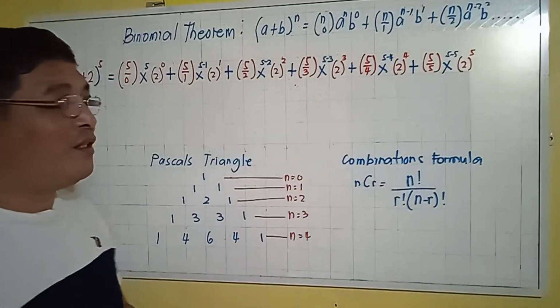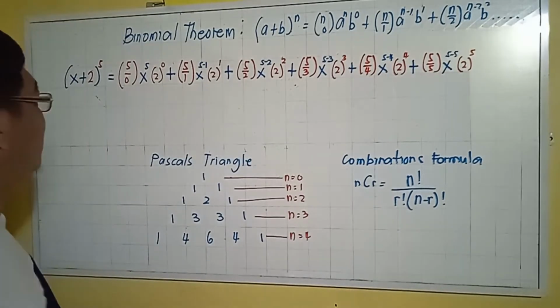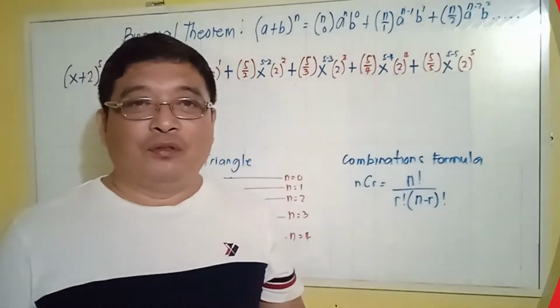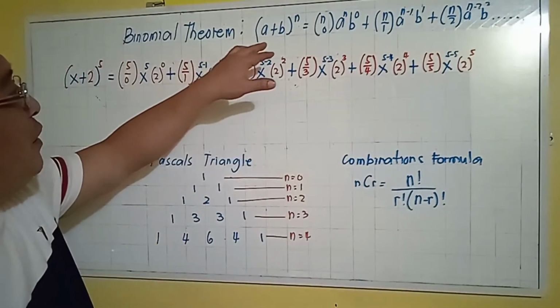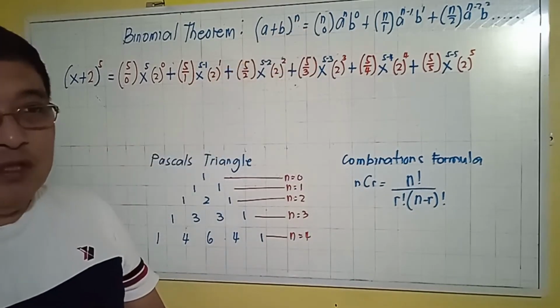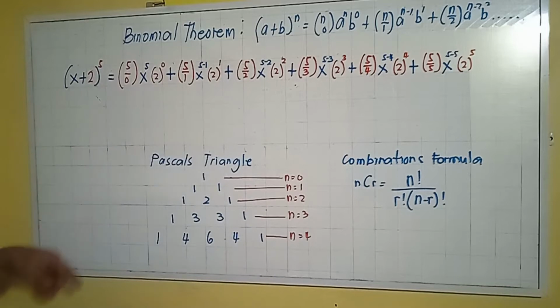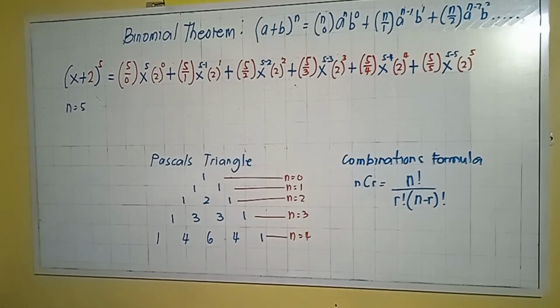Now, let's take this example, (x + 2) raised to 5. So, paano ba natin solve ito using binomial theorem? Based on this formula, (a + b) raised to n, we have the value of n which is equal to 5 in this example. So your n will be equal to 5.